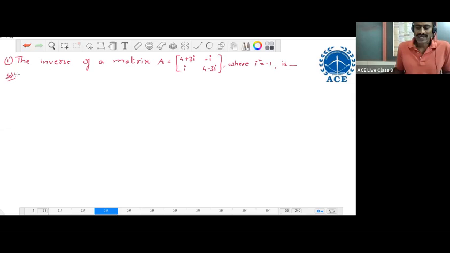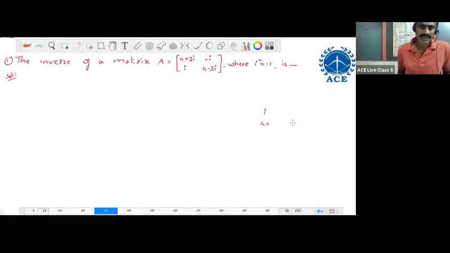We find it by the adjoint method, because we have the formula. In this matrix, one of the elements is 4 plus 3i, whose conjugate is 4 minus 3i. A number of this form is a complex number. If at least one of the elements is imaginary or complex, then such a matrix is called a complex matrix. So we are given a 2 by 2 complex matrix and we are asked to find its inverse.